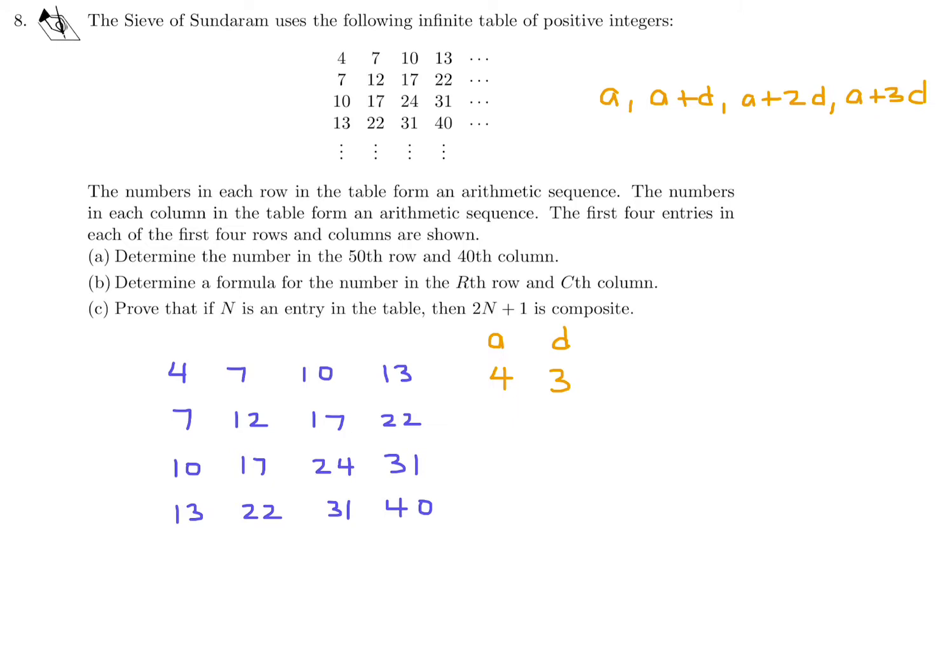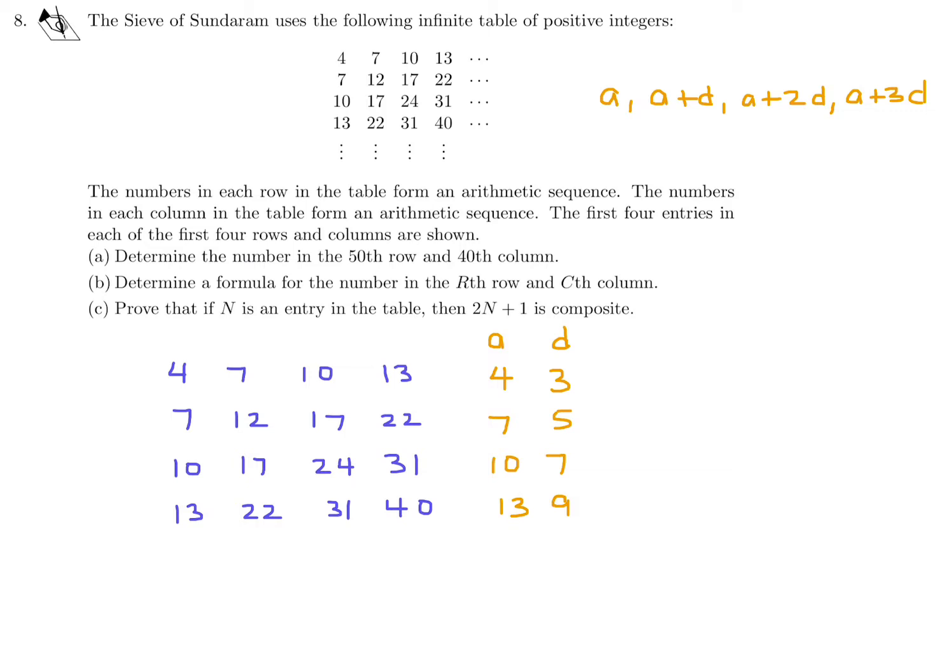Now let's look at the second one. My A here is 7. My D this time is 5. In the third row, it's 10 and 7. And in the fourth row, it's 13 and 9, I believe. Yeah. So let's just write a few more. Well, I don't think we need too many. I just want to illustrate a few things.